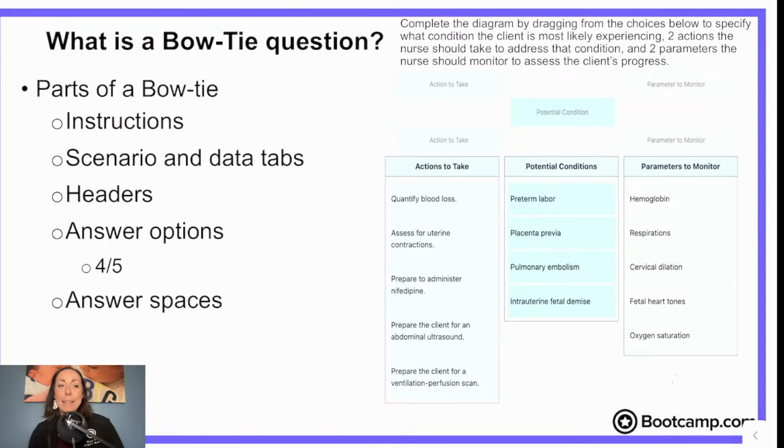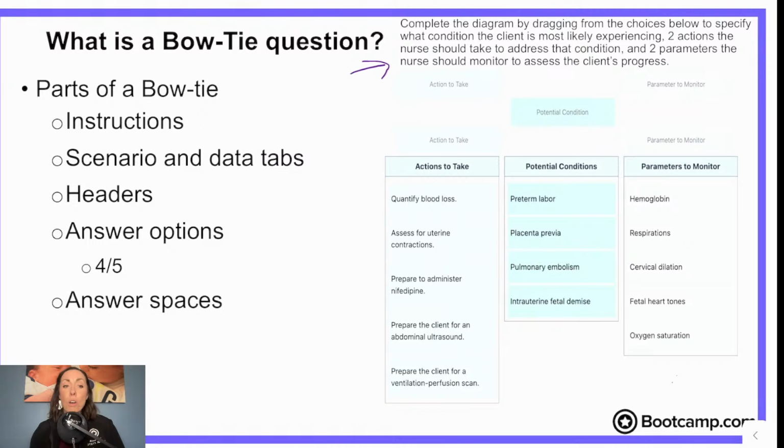Okay, so what is a Bowtie question? Great question here. Parts of the Bowtie: you're going to be given your instructions, and those are pretty standard. It's telling you to complete the diagram, and it gives you all the information you need. Then you're going to have scenario and data tabs. The scenario is going to be what's happening with the client. You might have data tabs that could be vital signs or head-to-toe assessment. It could be nurse's notes, progress notes. Anything is fair game there.